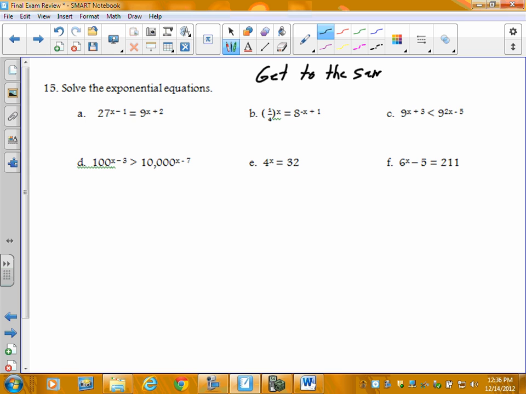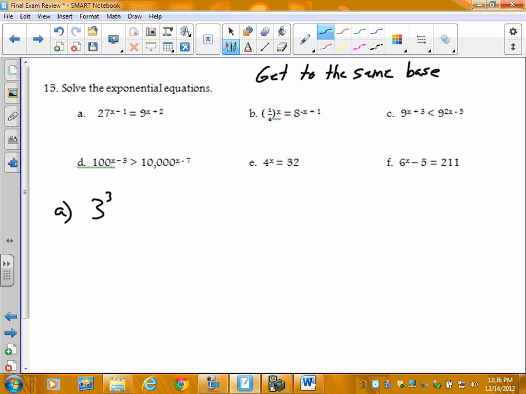To get them to the same base, guys, you may have to think about the problems for a second and think about what some of the factors are. For example, I might have to figure out what number you can multiply by itself to give you 27 that you can also do to 9. Well, thankfully, that's one that we deal with a lot, and we know what that number is: 3. So what I'm going to do here in A is change the number 27 to 3 to the third.